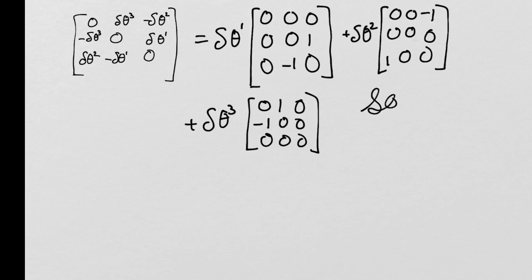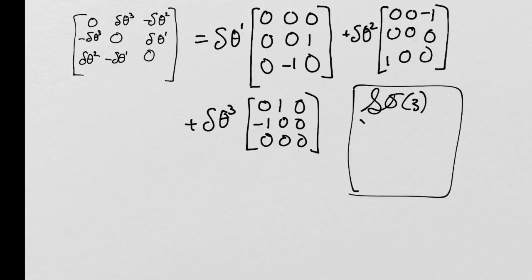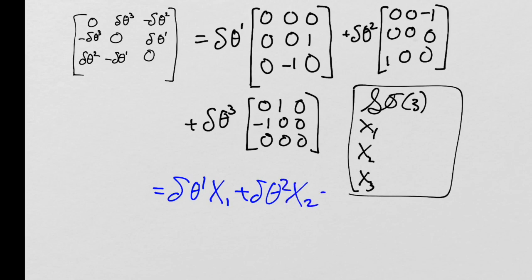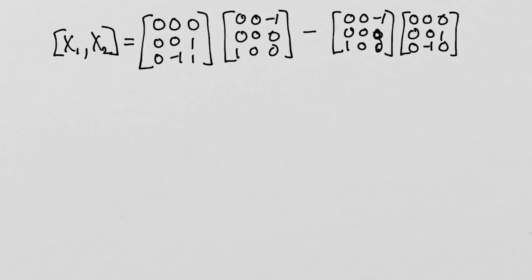Gothic SO3. So Gothic SO3 has now a basis that we will call x1, x2, and x3, where it'll end up being delta theta 1 x1 plus delta theta 2 x2 plus delta theta 3 x3, which we'll write as delta theta i xi, right? We'll use the Einstein summation. And then, once we have the basis of the Lie algebra, we're going to calculate the connection coefficients.